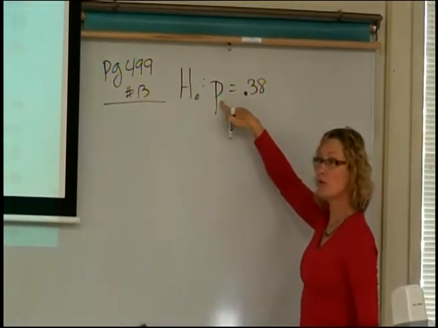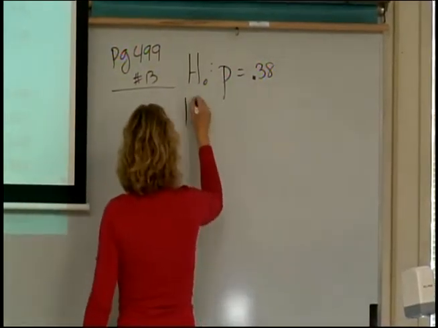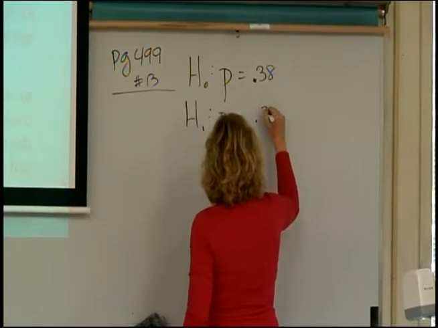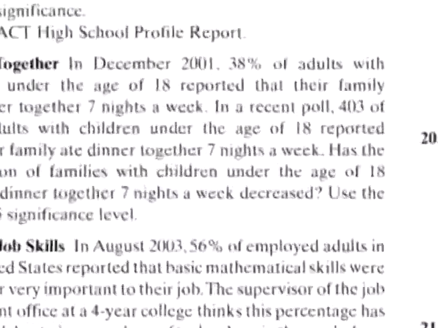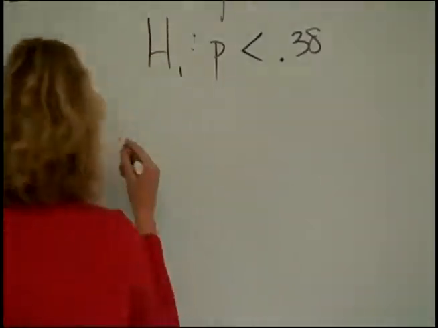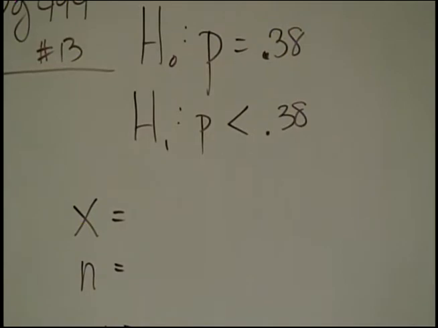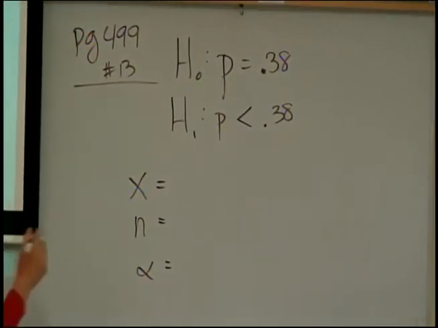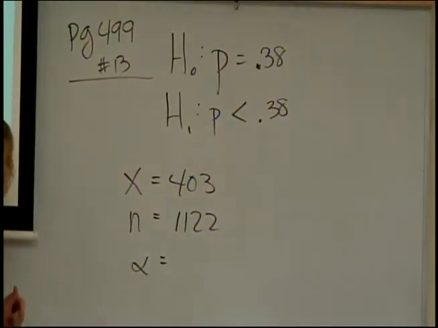And note, use the correct notation. We're talking proportions now, not means. And the alternative is the same parameter, same number. What's the symbol? Decrease, so less than. Good. And that's what kind of test? Left tail. It's a left-tailed test. So what's our other information? We've got an X, an N, and a significance level. What is our number of successes? 403. How many trials? 1122. Excellent. Alpha? 0.05, 5%.